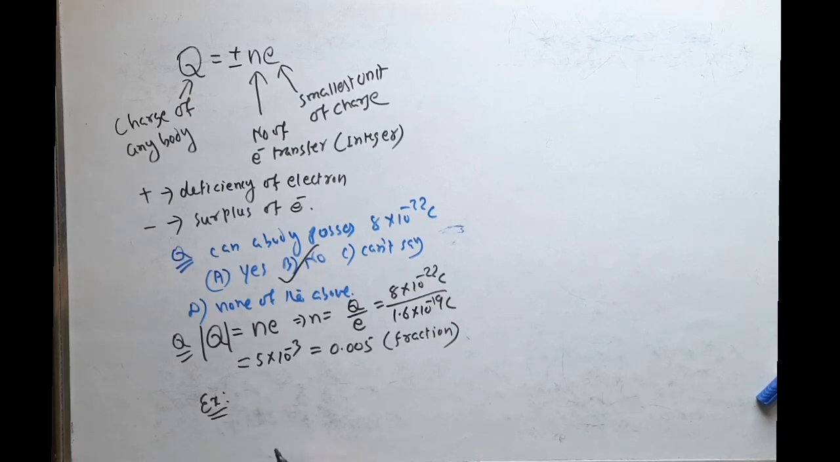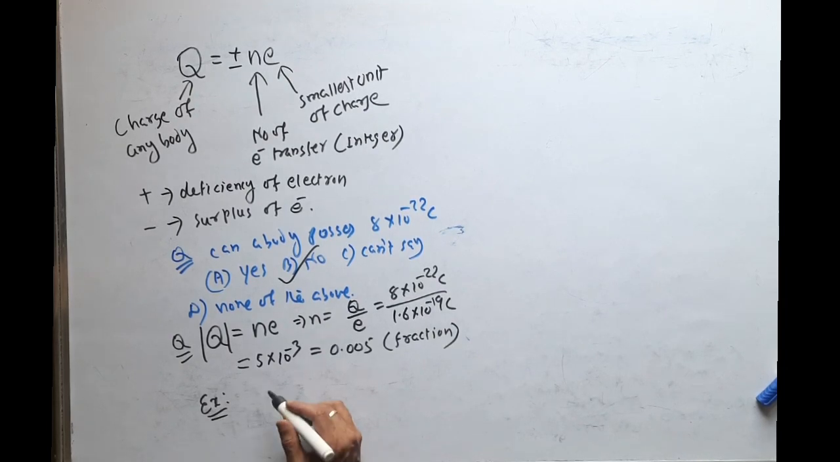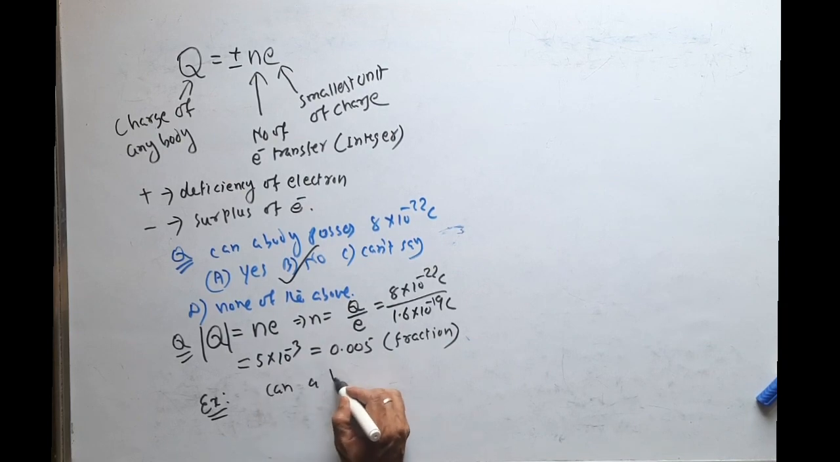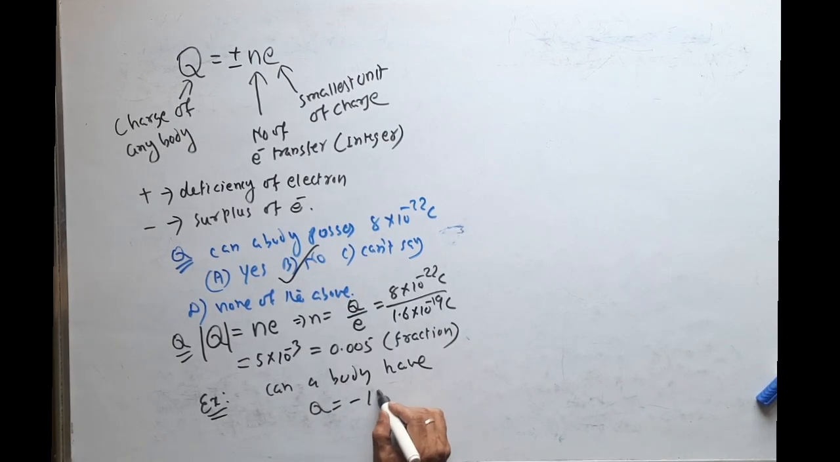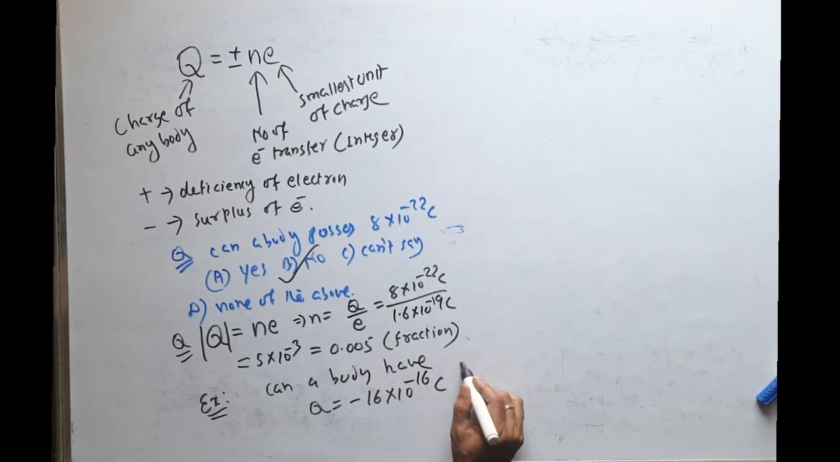Let us take another one, you solve this problem. Just pause this video and solve it. Same question: can a body have a charge of minus 16 into 10 to the power minus 16 coulomb? So you can give the answer.